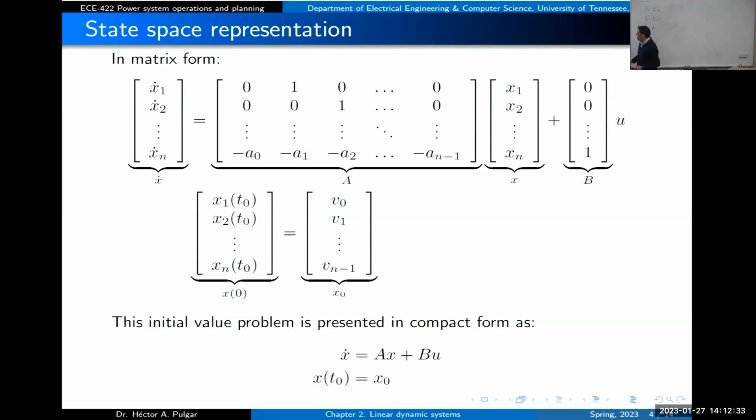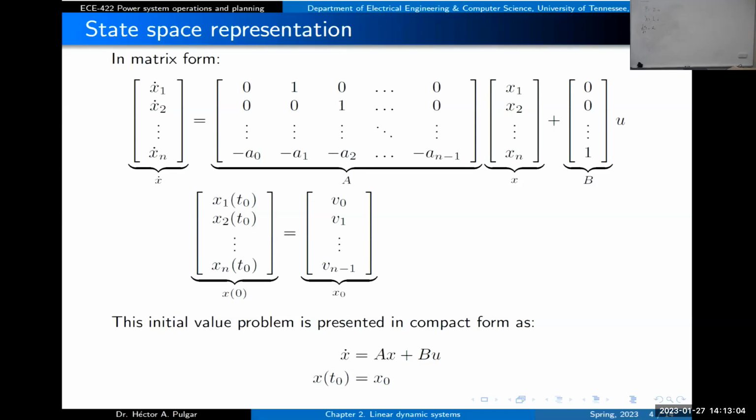This can be expanded, of course. When we express this in compact form, instead of writing all these terms, we just write this. Here we understand that X is going to be a column vector with a given number of terms. A is going to be a square matrix, n by n. And if you have one input here, B is going to be a column vector with n terms. And the same thing for the initial condition.